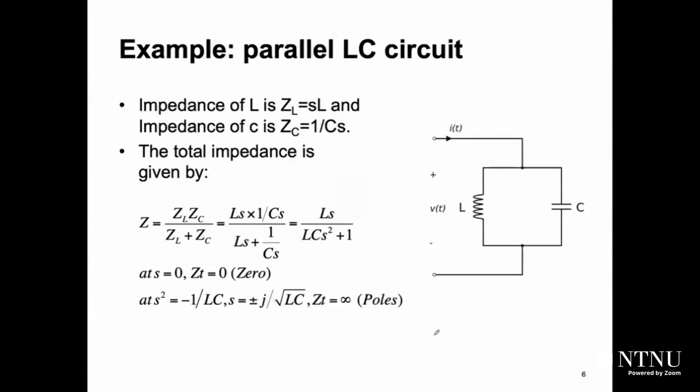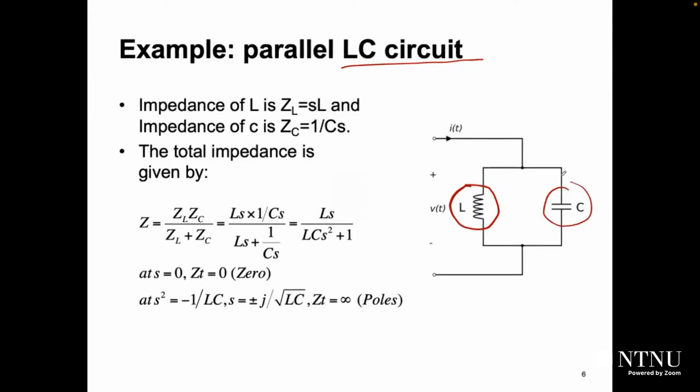We need to have an example. We solved this example before. It's an LC circuit. We need to solve it, right? So we need to get the system poles and zeros of this LC circuit. It consists of an inductance and a capacitance, right? So we have here an inductor and a capacitor here.